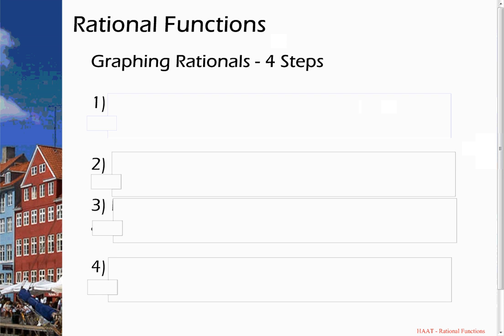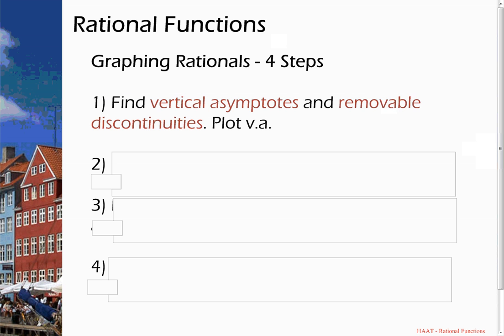I know this is going to be a little different than how I normally do it. I'm going to go ahead and show you the 4 steps first, and then after that, we'll show you an example. The first step in graphing rationals is you need to find the vertical asymptotes and the removable discontinuities. The removable ones, we've already seen these. These stem from the places where you have domain issues.